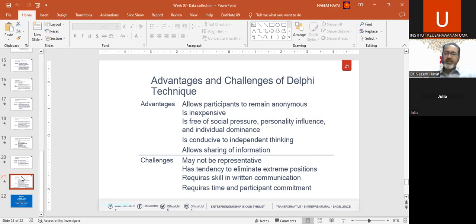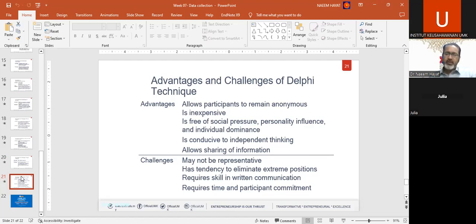It has a tendency to eliminate extreme positions. When we are getting the information, many people don't give their extreme position, so it may have a tendency for eliminating them. When you ask, many people don't give the actual sense or actual understanding, so extreme positions may be eliminated. It also requires skill in written communication, because in data collection we need to focus on the data recording as well. So it is quite required.